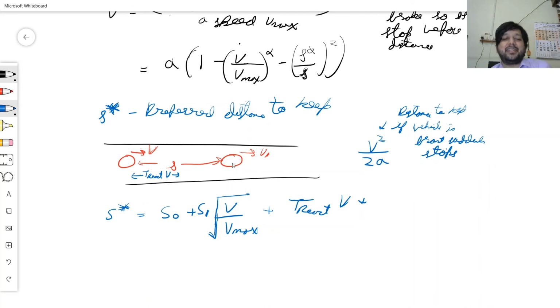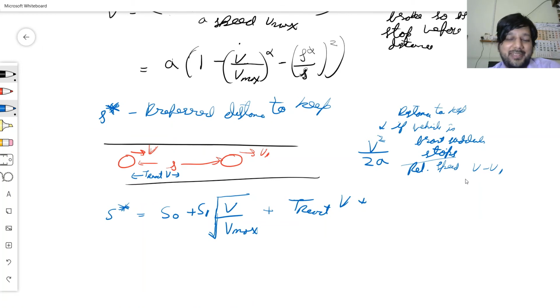And in other cases, you note this thing as the relative speed. So if it suddenly stops, this is the distance that you must keep, and in general you say that I'm traveling at V, this person is traveling at V1, so the relative speed is V minus V1.